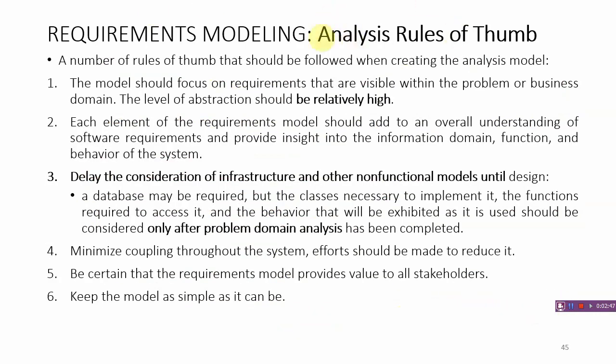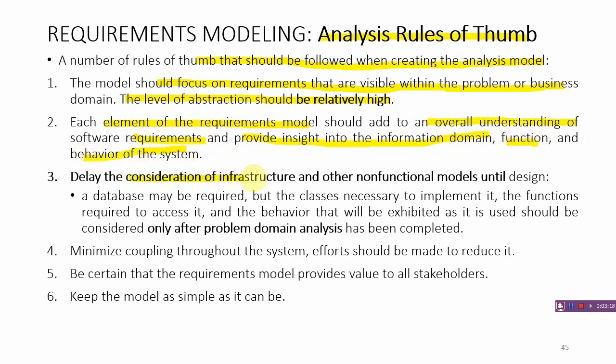Let's look into the rules of thumb for analysis. A number of rules of thumb should be followed when creating the analysis model. The model should focus on requirements that are visible within the problem or business domain. The level of abstraction should be relatively high. Each element of the requirements model should add to an overall understanding of software requirements and provide insight into the information domain, function, and behavior of the system.